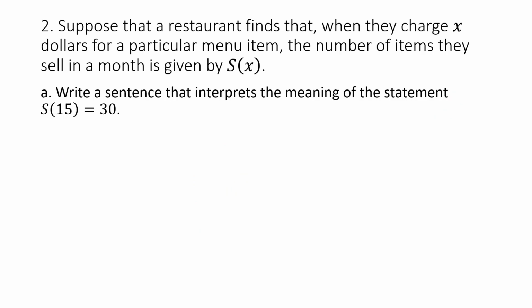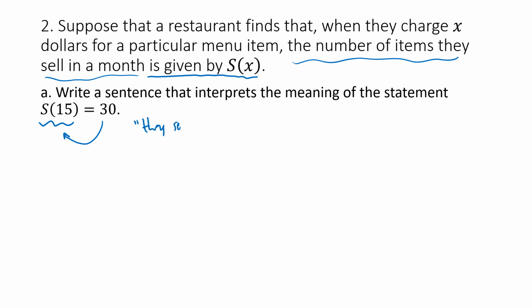All right, so this problem has to do with interpreting the values of functions and derivatives. So in this case, we're told that a restaurant, when they charge x dollars for a particular menu item, sells S of x items. So the way that you want to read these is you say, okay, well, what's S of 15? What does that represent? Well, the problem tells us that something is given by S of x. What is that? The number of items that they sell. So that means that this 30, that is S of 15. So that's telling me they sell 30 items.